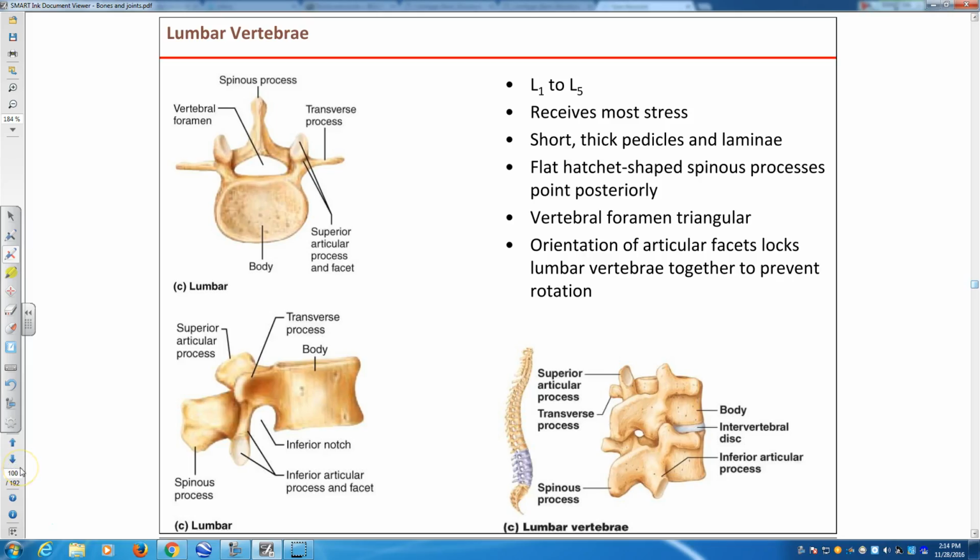Now, the lumbar one is the biggest, okay? Big body. Again, triangular vertebral foramen. Very vertical transverse processes. But honestly, the easiest way to distinguish lumbar vertebrae?